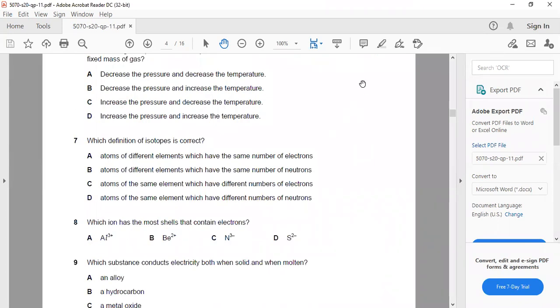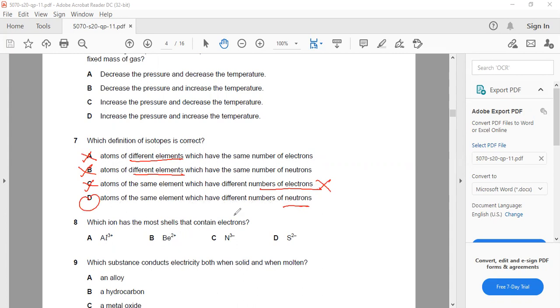Seven is about atomic structure. Isotopes. What are isotopes? Atoms of different atoms, wrong. Atoms of different elements, wrong. Isotopes are the atoms of the same element. So A and B, eliminate the wrong options. It has nothing to do with the electron. Atoms of the same element which have a different number of neutrons.